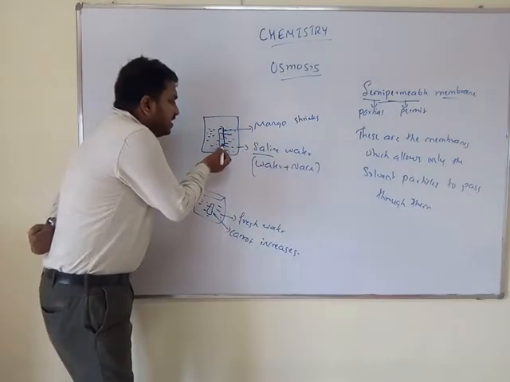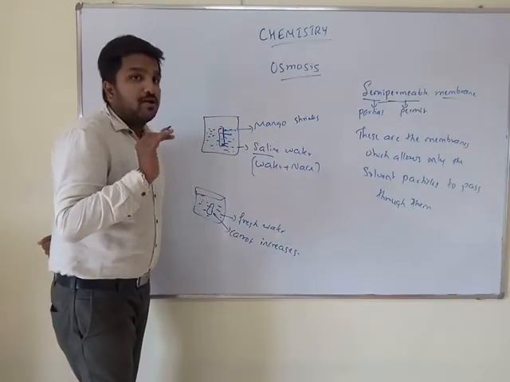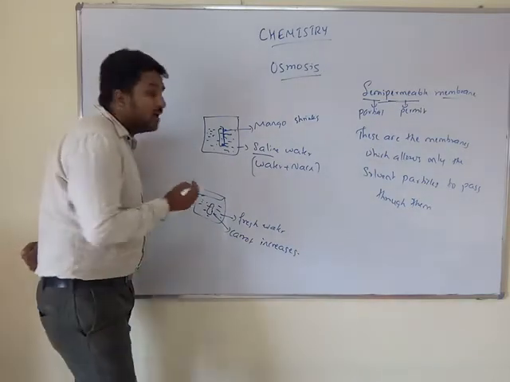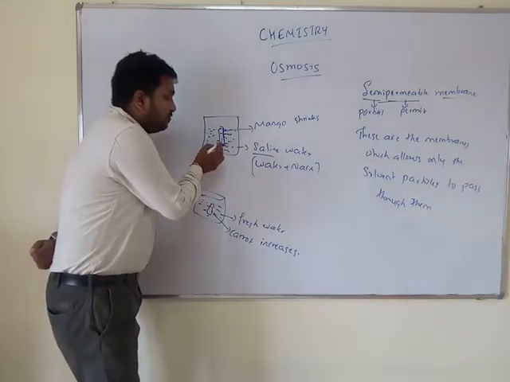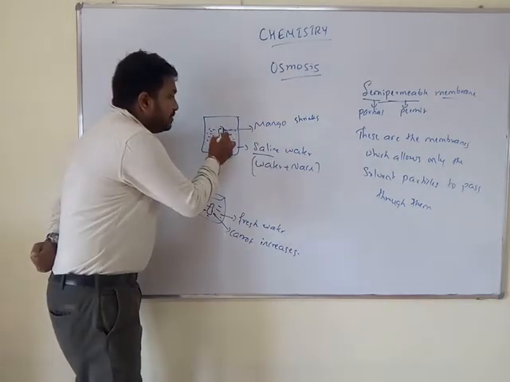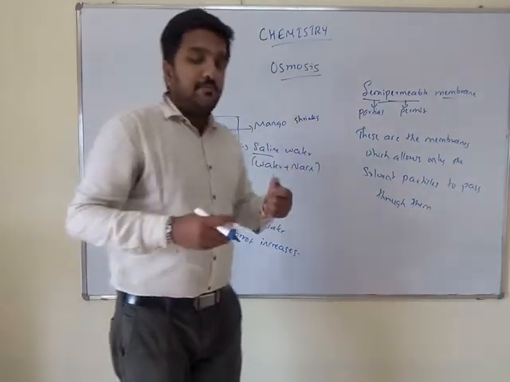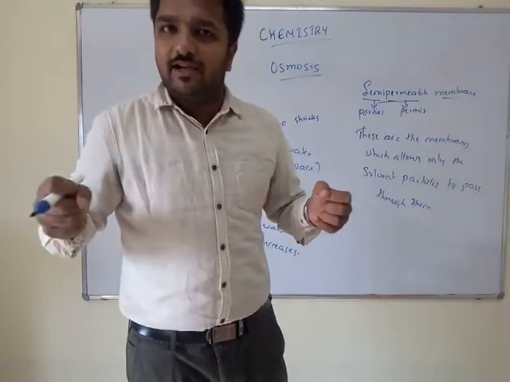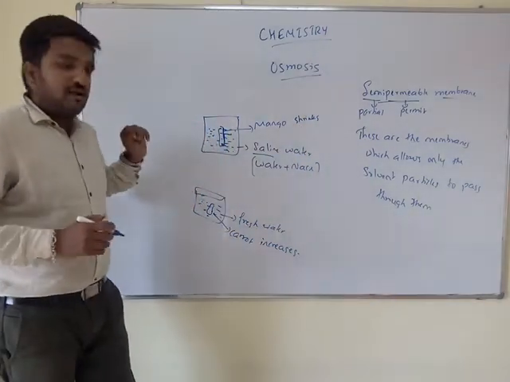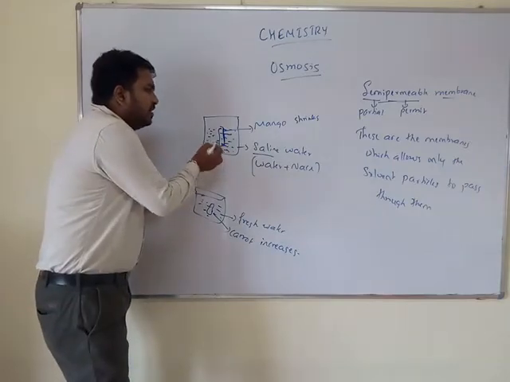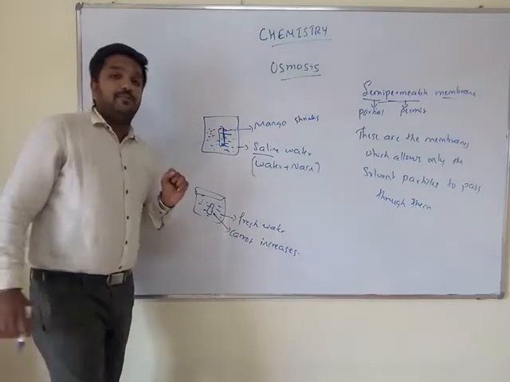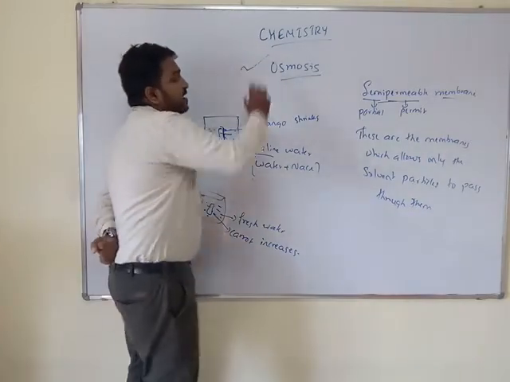So in this case, the mango is of lower concentration and the saline water is of higher concentration. The water content from lower concentration will pass to the higher concentration through this semi-permeable membrane. So the mango loses its water content, and after some time the mango shrinks. This process of movement of the solvent particle from lower concentration to higher concentration through the semi-permeable membrane, we call osmosis.